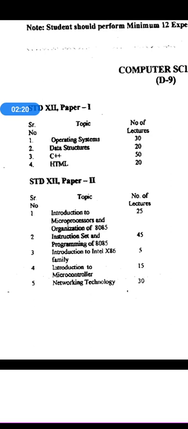and in the last section of HTML we learn about scripting using VB. This is all about Paper 1. We have 50 marks for this Paper 1 on theory and 50 marks for practicals.